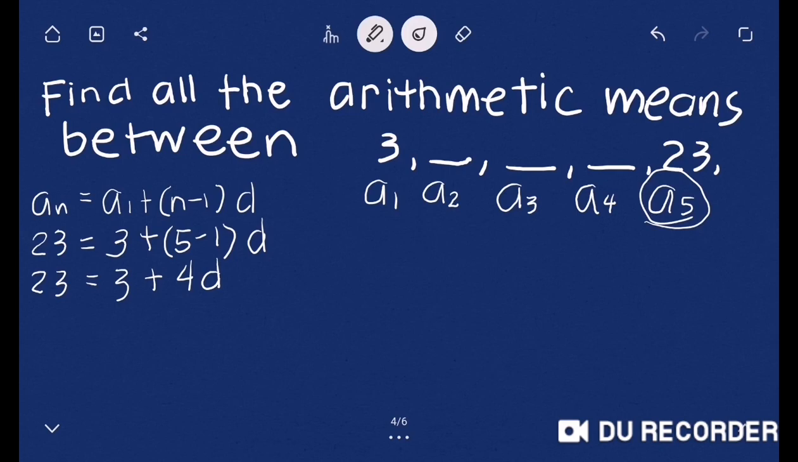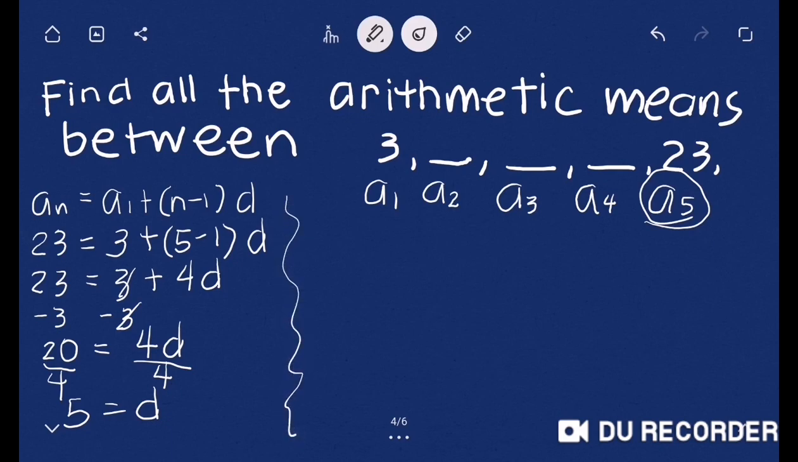Applying the addition property of equality, we can add negative 3 both sides. So this will be cancelled. So 23 plus negative 3, or 23 minus 3, we have 20 equals 4d. And then divide both sides by 4 to determine kung ano yung value ng ating common difference. So 20 divided by 4 is 5. So that will be the value of our common difference. So from this point, pwede na nating isolve ang ating second term.